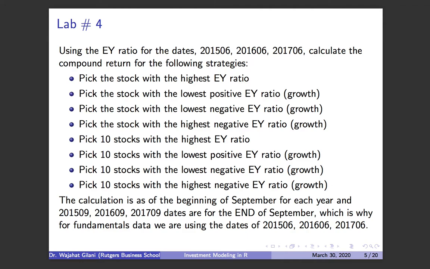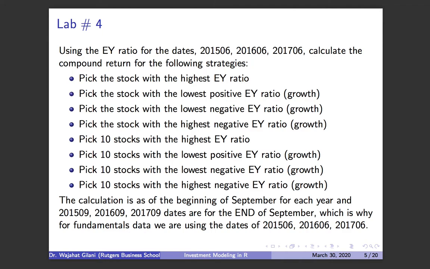Okay? But this time, we are going to do the same thing again. We're going to pick a stock. In fact, for the first 4 strategies, we're picking one stock. For those, this time 3 periods of time, not 4. We're limited by the data. I apologize, I haven't got the new data yet. So we're limited by the beginning of September. We're using data for the beginning of September 2015, 2016, and 2017. We're going to be picking stocks based on the EYs, right?